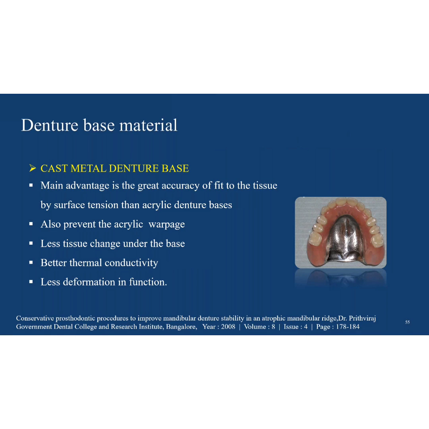Next comes the denture base material. Cast metal denture base, main advantage is great accuracy of fit to the tissue by surface tension than acrylic denture base. Also prevents the acrylic warpage. Less time change under the base, less tissue change under the base of the denture, better thermal conductivity, and less deformation in function.